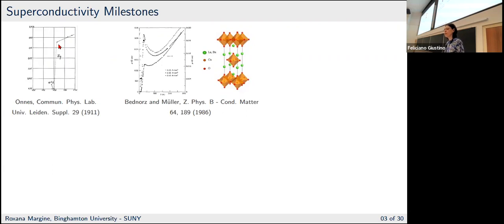Something that I forgot to mention: mercury and all the superconductors that were discovered until 1986 were phonon mediated. The copper oxides were a new class of superconductivity, and in these materials the coupling doesn't come from the electron-phonon interaction.